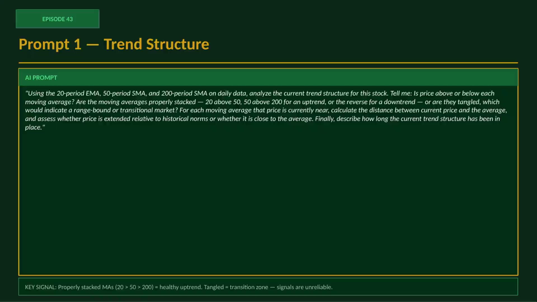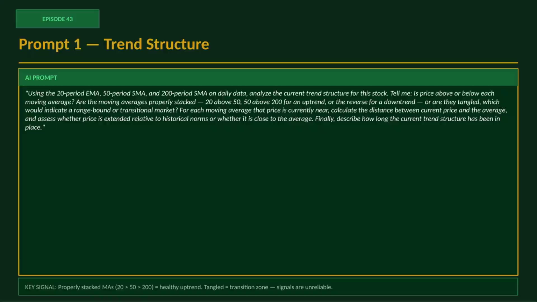Pull up a chart with the 20, 50, and 200 period moving averages displayed, or paste your OHLCV data. Use this prompt, using the 20 period EMA, 50 period SMA, and 200 period SMA on daily data. Analyze the current trend structure for this stock. Tell me, is price above or below each moving average? Are the moving averages properly stacked, 20 above 50, 50 above 200 for an uptrend, or the reverse for a downtrend? Or are they tangled, which would indicate a range-bound or transitional market?